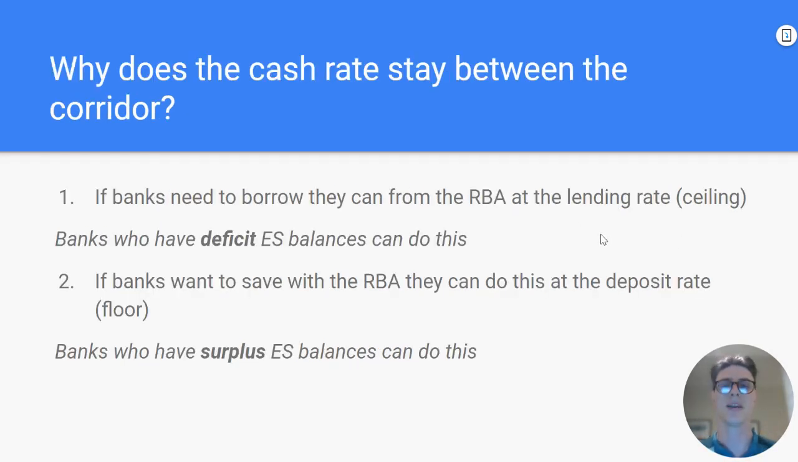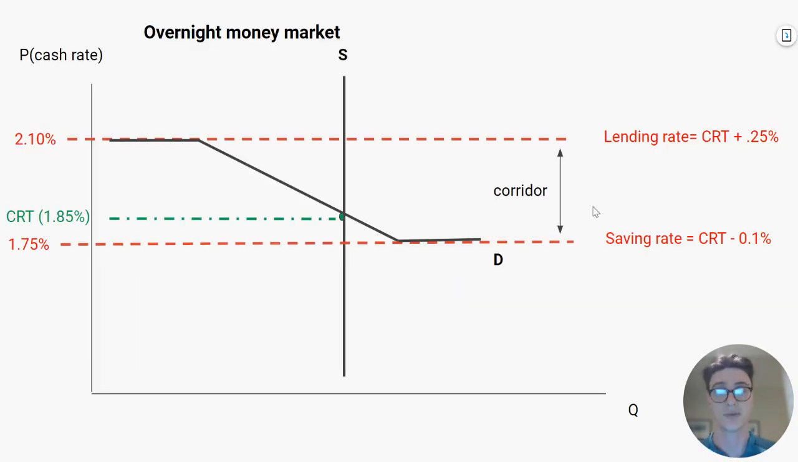So let's remember that if one of the commercial banks has overdrawn their ES account and they need to top up their ES balance, they'll borrow from another bank. And if one bank has a surplus ES balance, then they might lend to another bank. And it's using this dynamic that the RBA can set the ceiling and control the interest rate, or the cash rate. So it makes more sense when we look at it.